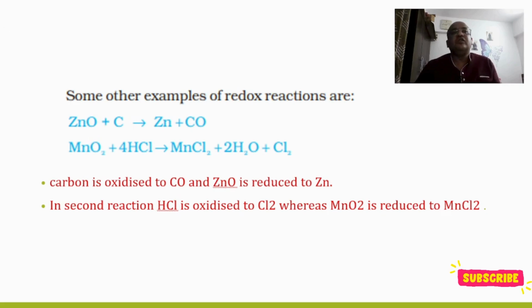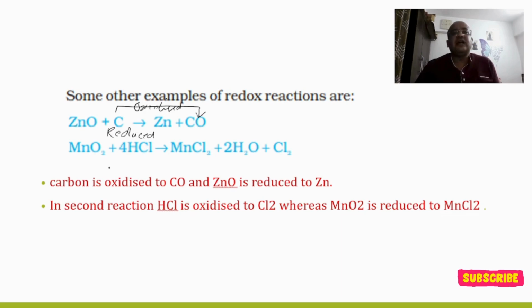Here you will see zinc oxide reacts with carbon to give zinc and carbon monoxide. What is happening here? Carbon has been oxidized to carbon monoxide, and zinc oxide is reduced. Here carbon is oxidized. The reactants here are carbon and zinc oxide.